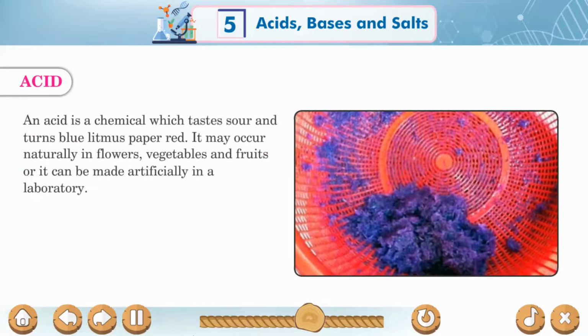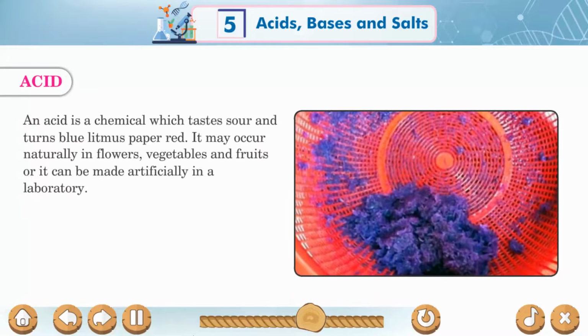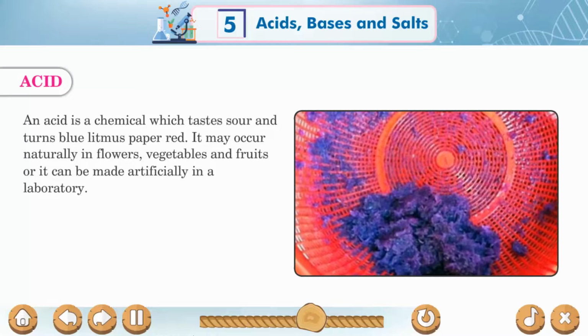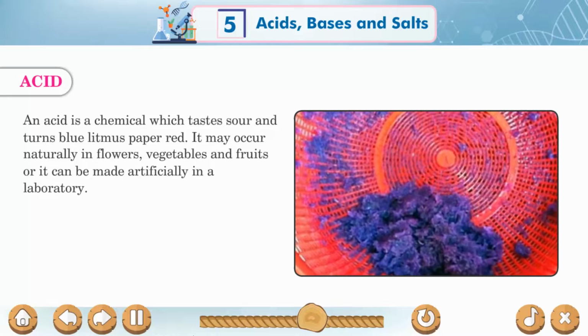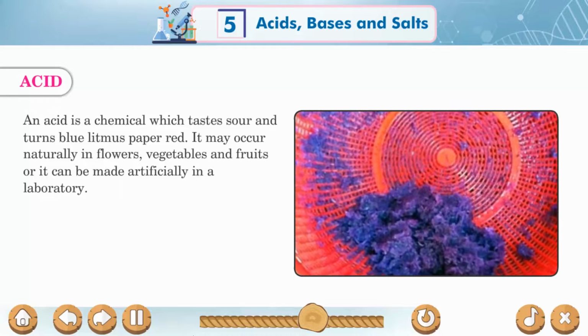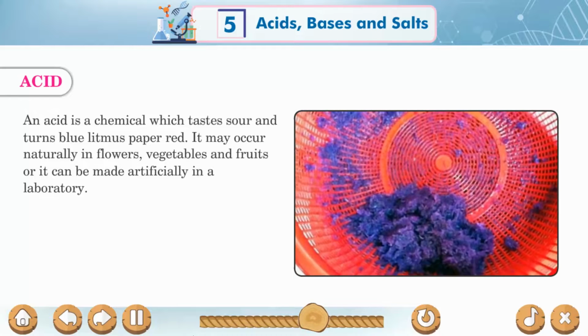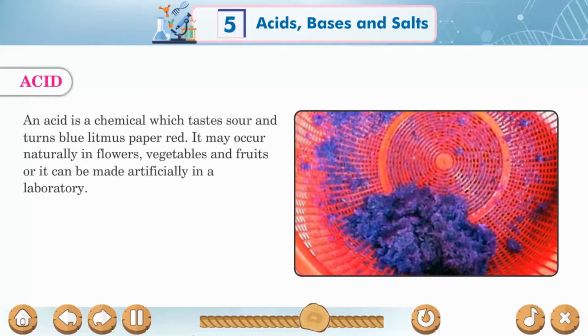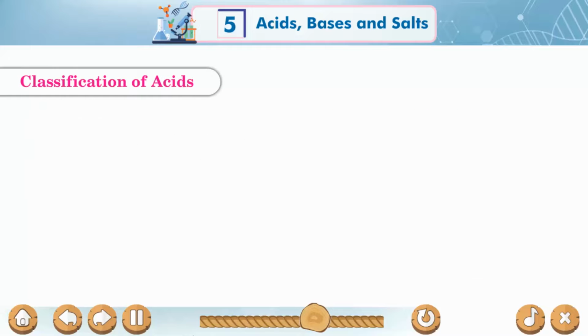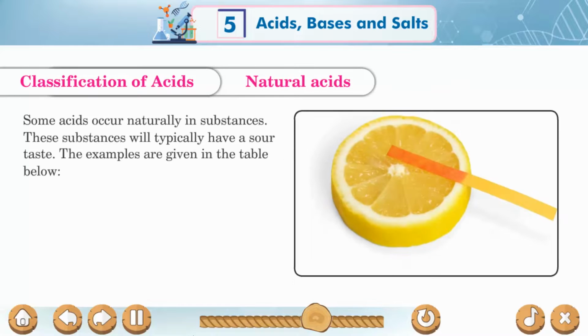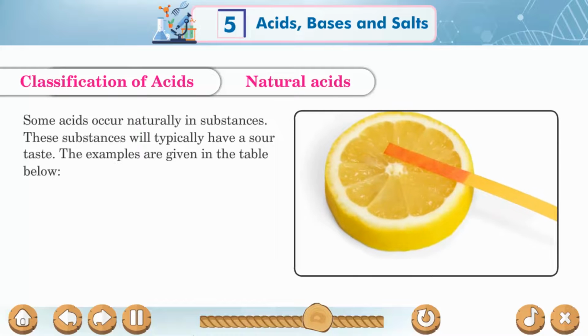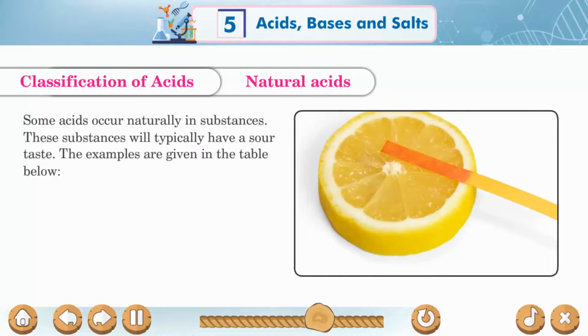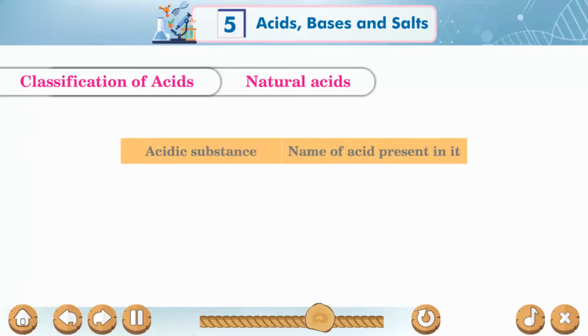Acid. An acid is a chemical which tastes sour and turns blue litmus paper red. It may occur naturally in flowers, vegetables and fruits, or it can be made artificially in a laboratory. Classification of acids. Natural acids. Some acids occur naturally in substances. These substances will typically have a sour taste. The examples are given in the table below.